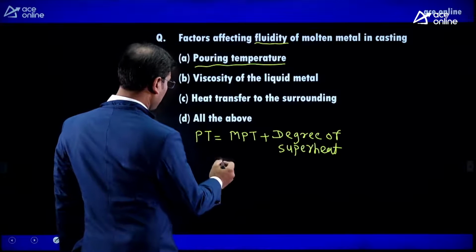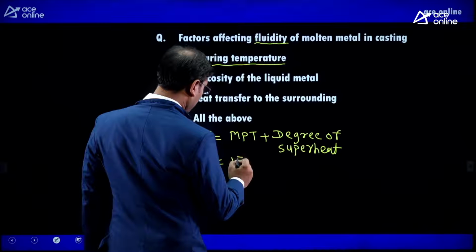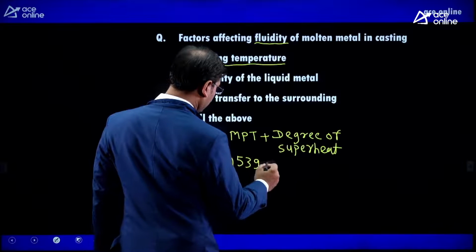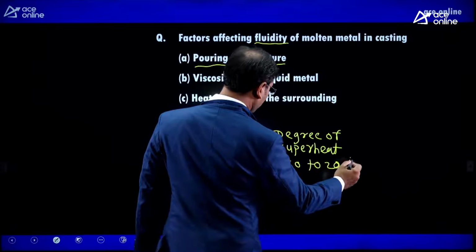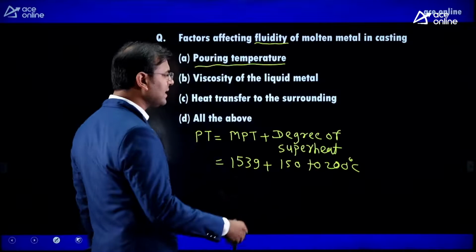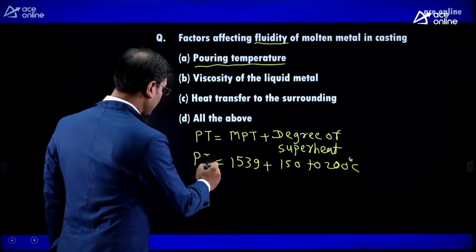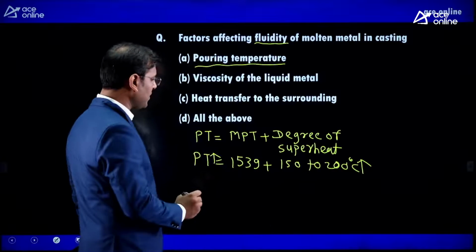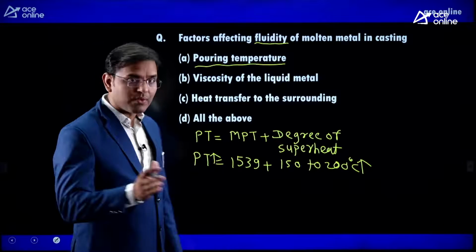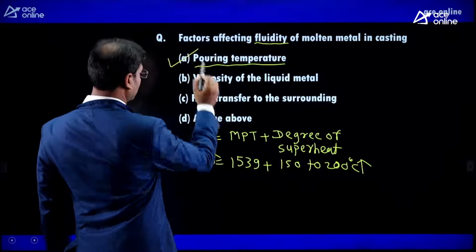Then the melting point temperature, if we are going to take the melting point temperature for iron, then it is 1539 plus 150 to 200 degrees centigrade. If we are increasing the degree of superheat, now guys, then pouring temperature is also going to increase, and the fluidity of molten metal is going to increase. Hence the first option is correct.